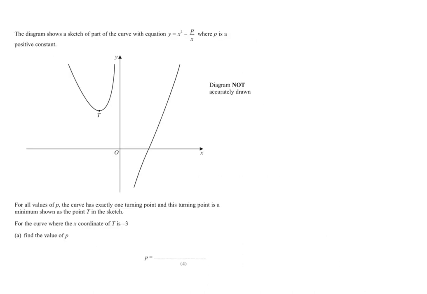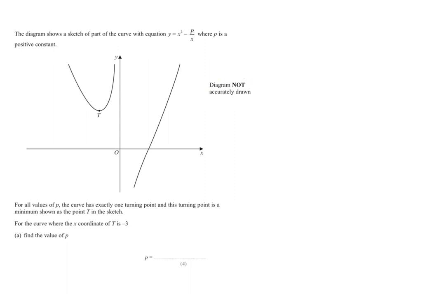So let's look at the question here. It says that the diagram shows a sketch of part of the curve with the equation y equals x squared minus p over x, where p is a positive constant. So look at the graph. We have a curve that comes down here, goes through t and comes up. We also have this line here. Looks like it's a mistake, like it shouldn't be there, but it is actually technically part of the curve, part of the function. The graph is not drawn to scale, but it gives you an idea of what this would look like.